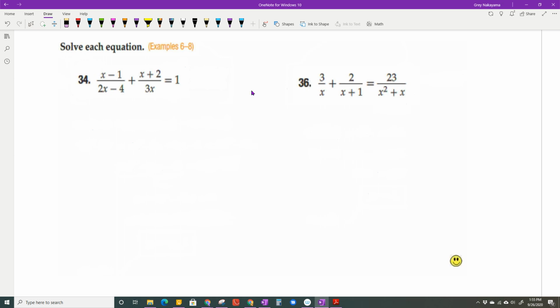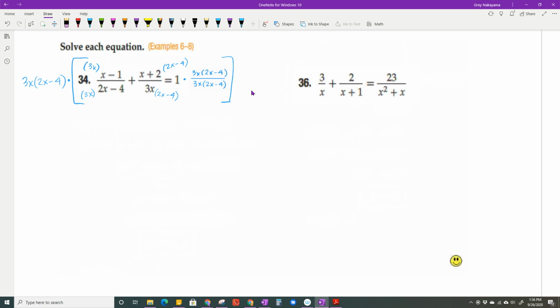So the first one needs a 3x on the bottom. Second one needs a 2x minus 4. And this needs the whole thing because there is no bottom with it. So I have to multiply by 3x times 2x minus 4. Okay, so now all my bottoms are the same. I'm multiplying by that bottom number, which is my least common denominator.